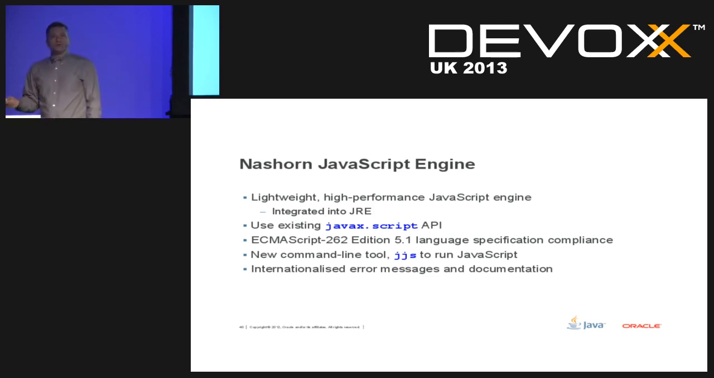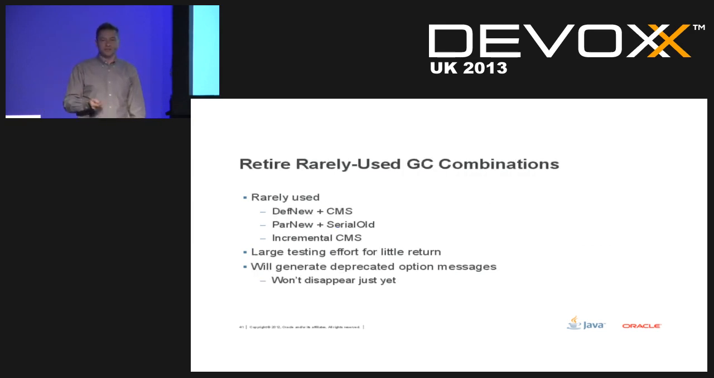Project Nashorn was a rewrite of the JavaScript engine that we had. So we had the Rhino JavaScript engine before. This is really just a replacement for that so that we get better performance. It's still using the existing javax.script API, supports the fairly recent ECMAScript 262 edition 5.1 language specification. There's actually a command line tool that will allow you to run JavaScript from the JVM, and some internationalization of messages and documentation.